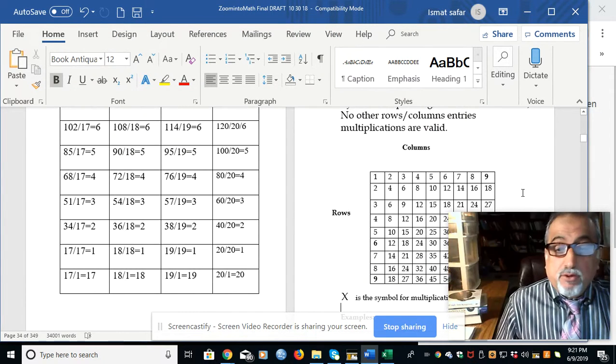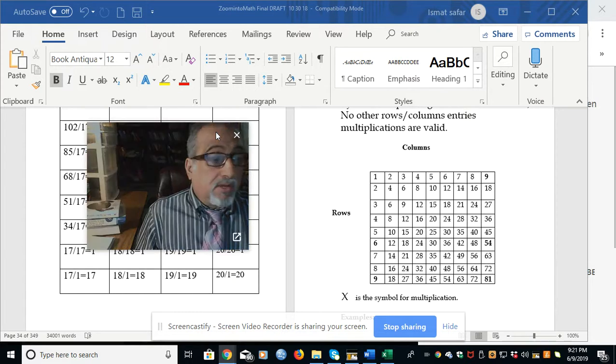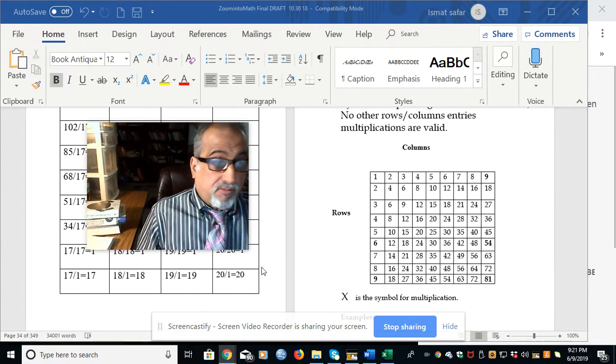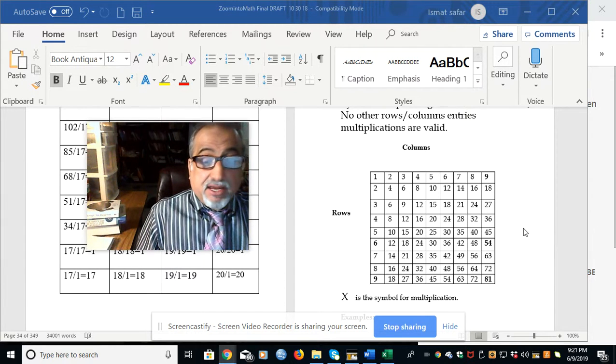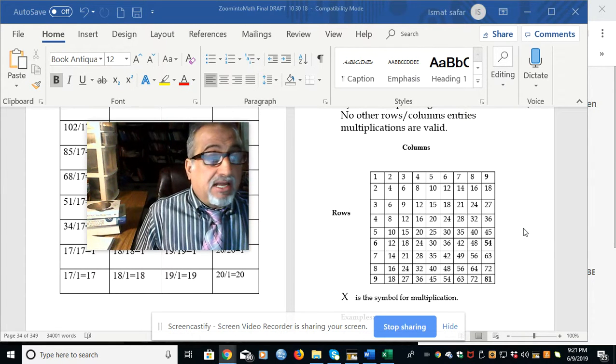Now let's review multiplication and division again, because these are important lessons for all of your next years in elementary and middle school.